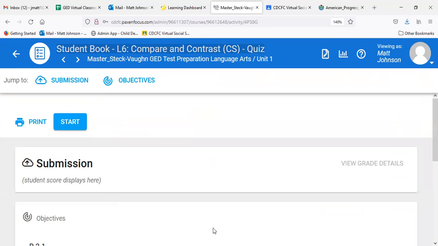So on to student book. Unit 1, lesson 6, quiz. Okay, I'm going to start this up here.